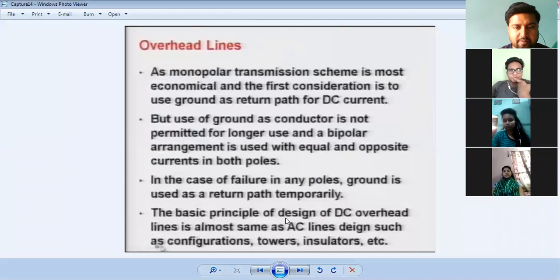So the basic principle of design of DC overhead line is almost the same as the AC line. The main configuration is the same: tower, insulator, all properties are there, both are very much the same. Okay.